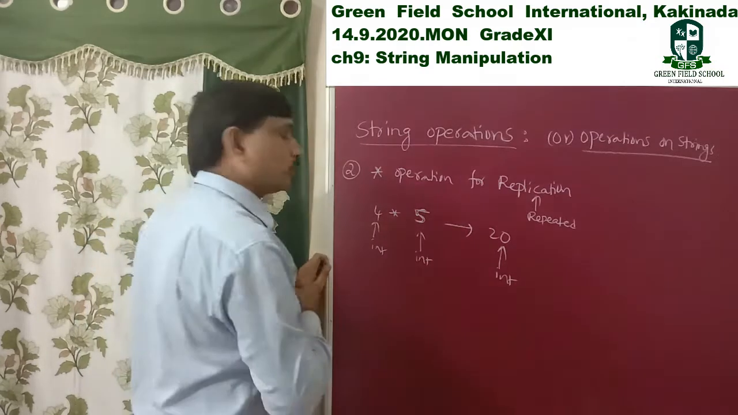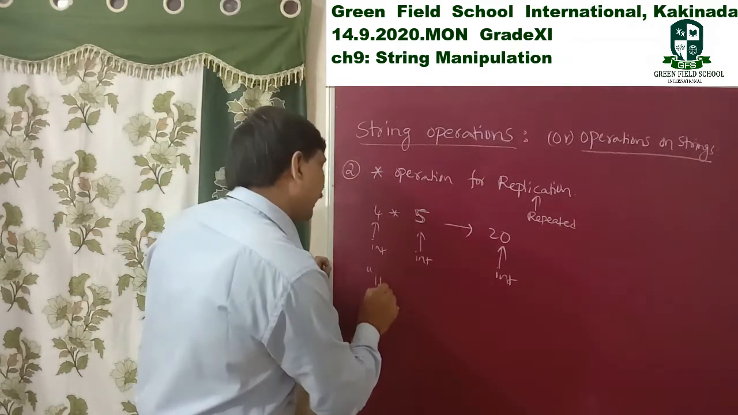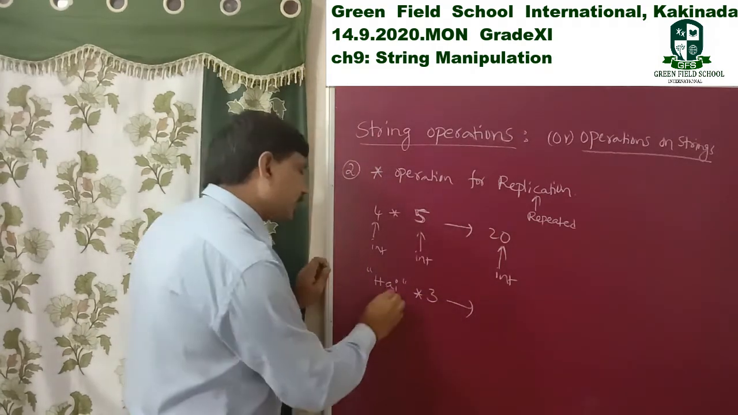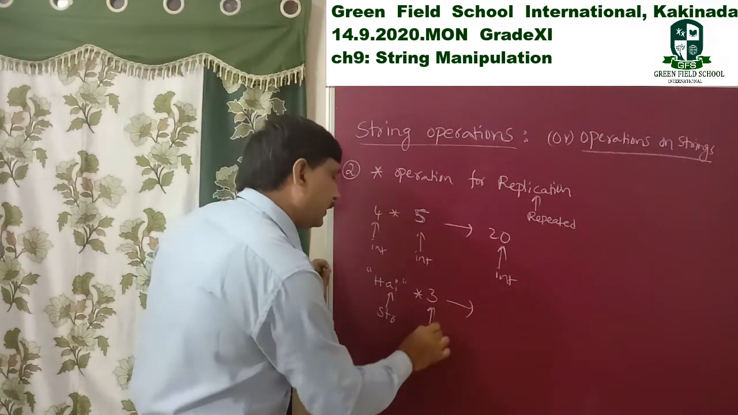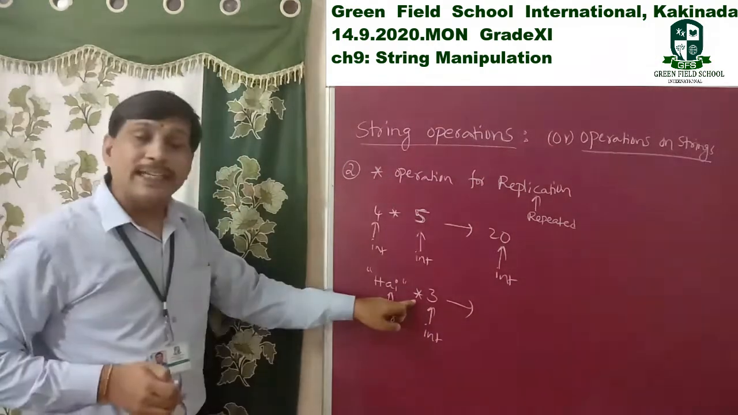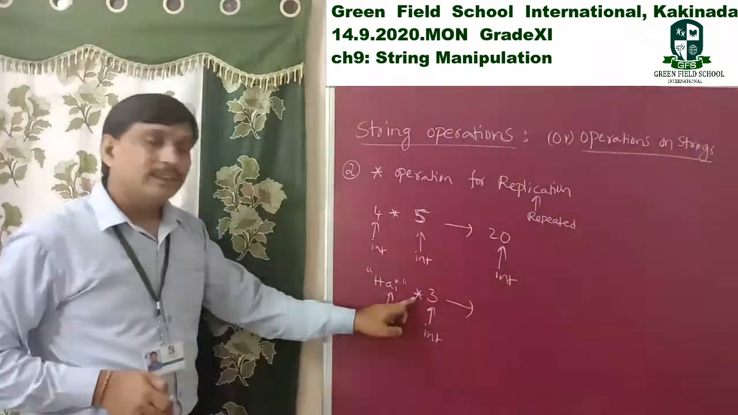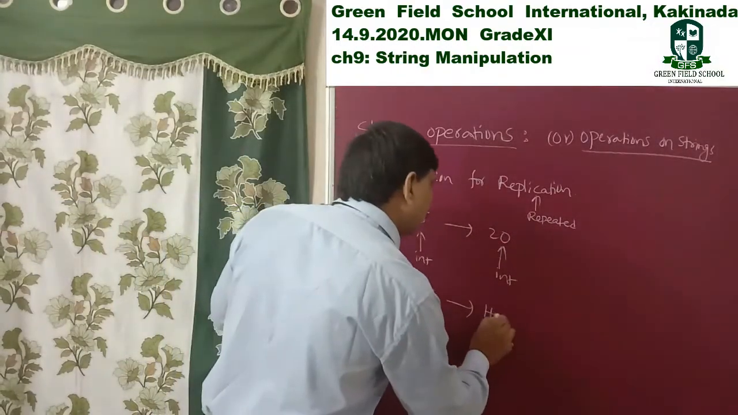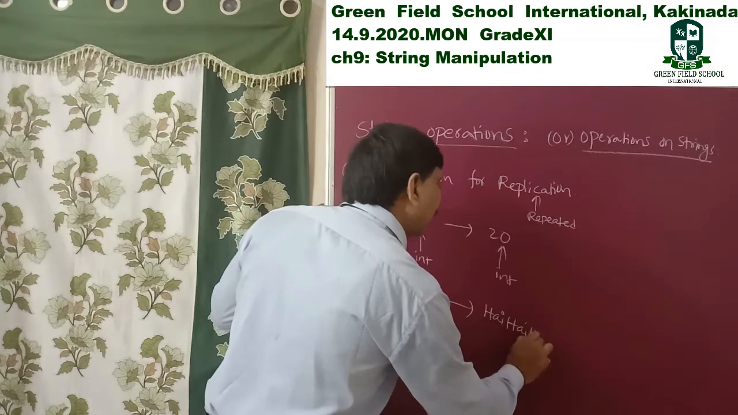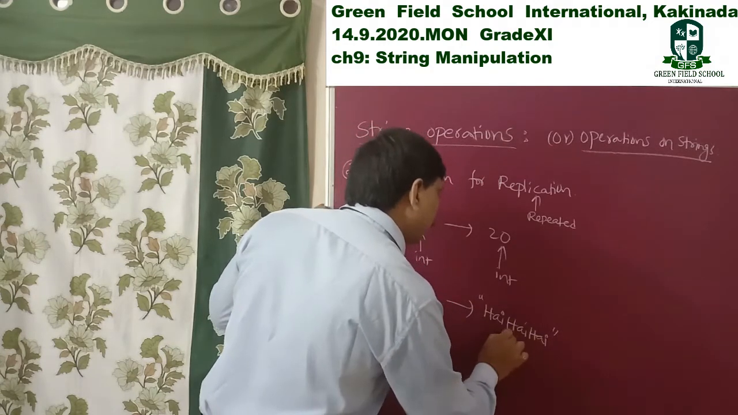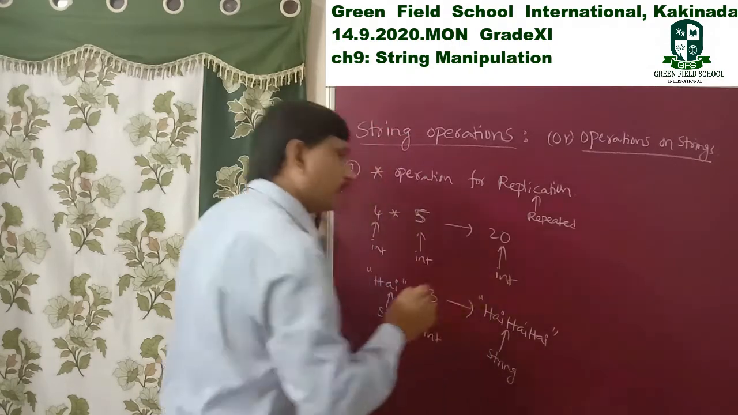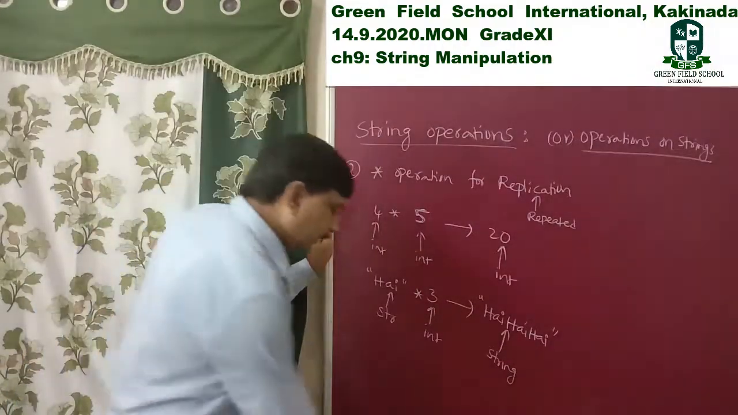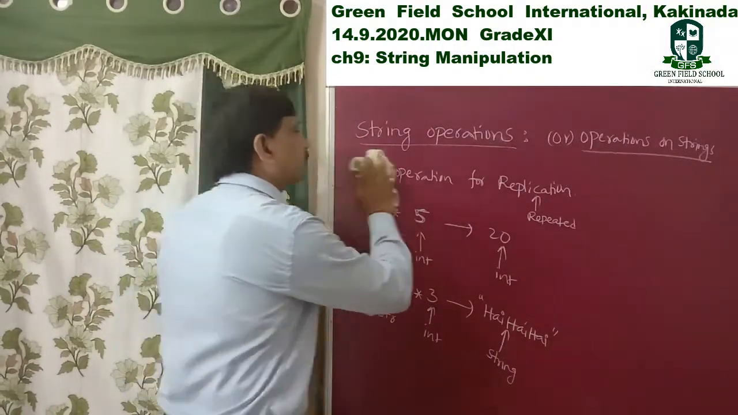Okay, coming to hi star 3: this one is a string and this one is an integer. Then this star operation acts on a string and an integer, so it applies the replication operation. That is, it displays the output hi, hi, hi. This one is a string. Understood my point? Suppose I write one more example.